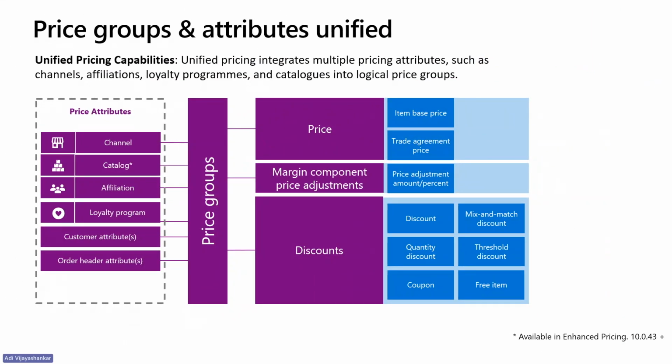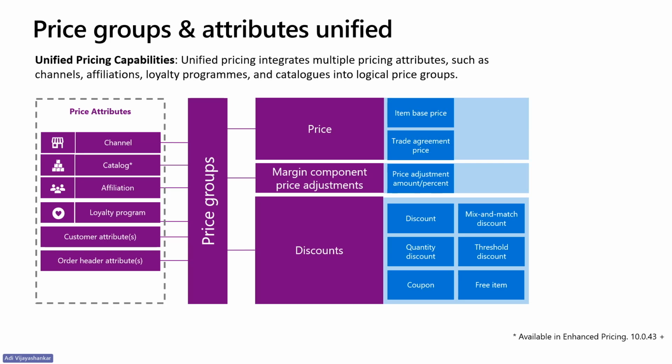Okay, so let's break this down even further. When setting up price groups, you can link it to an attribute group that integrates various pricing attributes such as channels, catalogs, affiliations, customers, loyalty programs, and order header attributes. You have the flexibility to use those attributes individually or in combination with your price group.